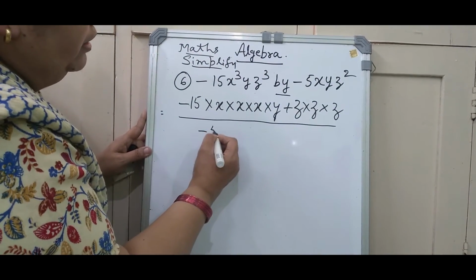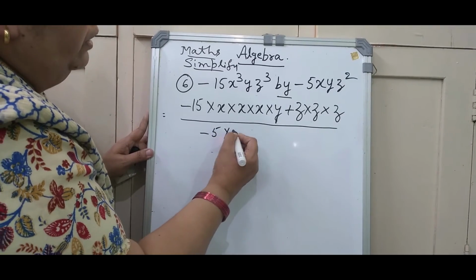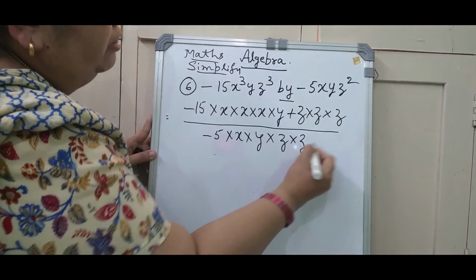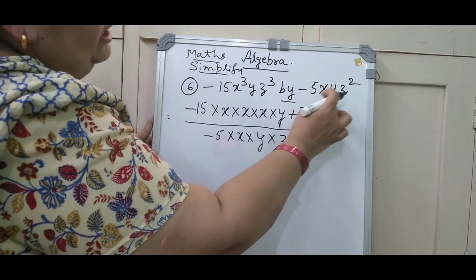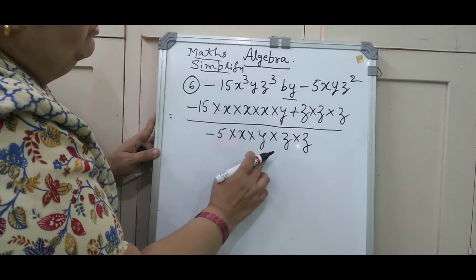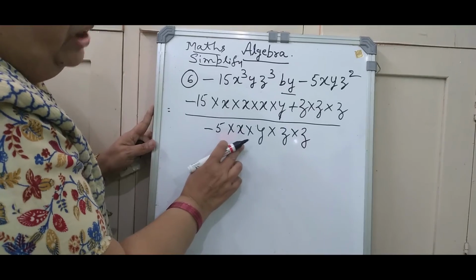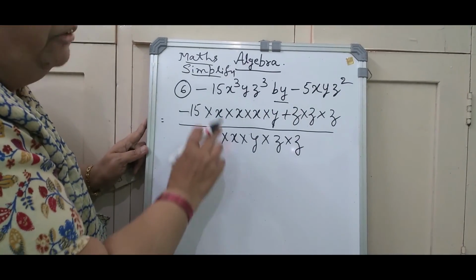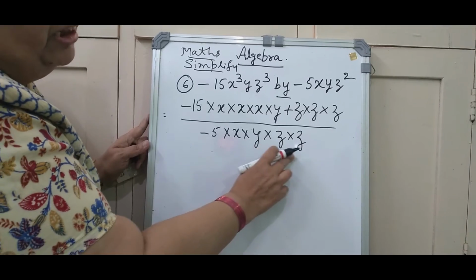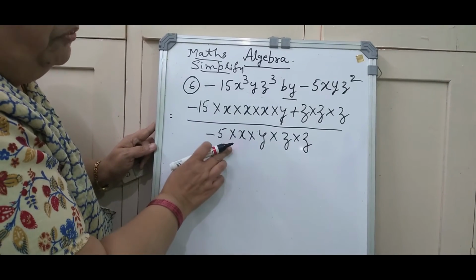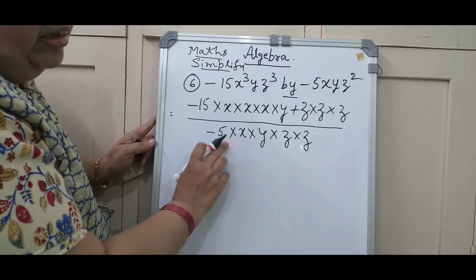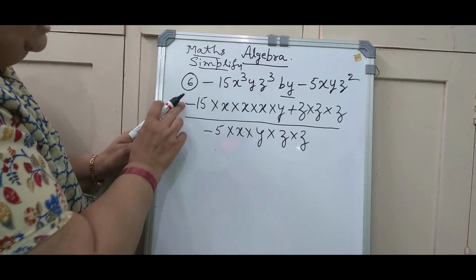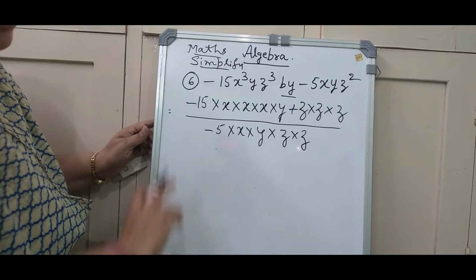So minus 5 into x into y into z into z. You observe here 5xyz square, 5xyz square. X I have written once, y I have written once, z I have written 2 times, and in between we have to write this multiplication signs. Don't confuse this for the x. This is not x, this is multiplication signs in between. So now minus is there.